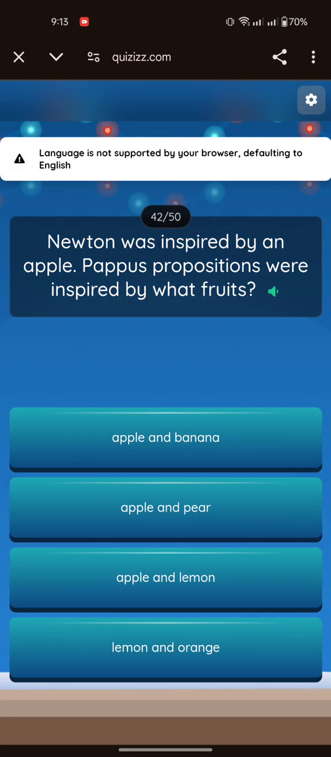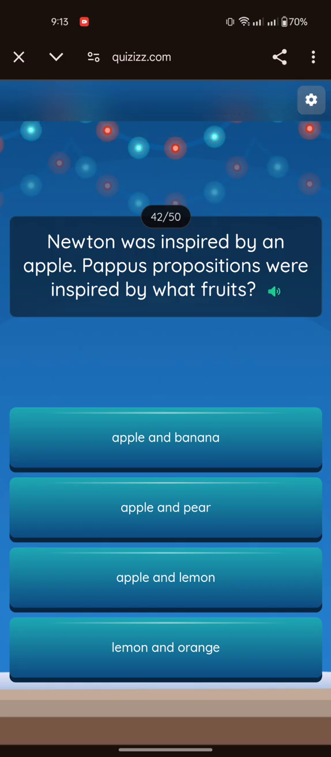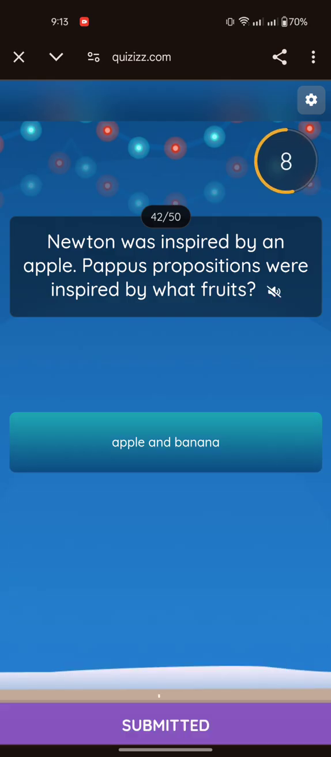Question. Newton was inspired by an apple. Pappus' propositions were inspired by what fruits? Option 1, apple and banana. Option 2, apple and pear. Option 3, apple and lemon. Option 4, lemon and orange.